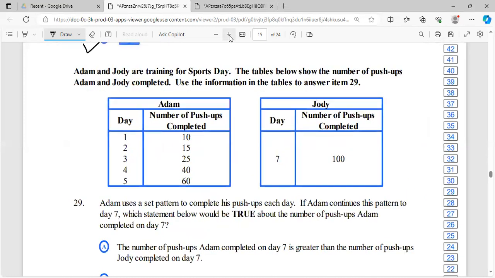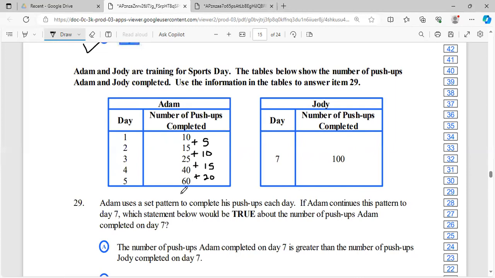So the first day he did 10 push-ups. Next day he did an extra 5. Next day he did 10 more. Let's see if that's the pattern. Then he had 15. So it's like he's adding 5, an extra 5 each time. Yeah, definitely. So now we added 20, so 25 must be added.